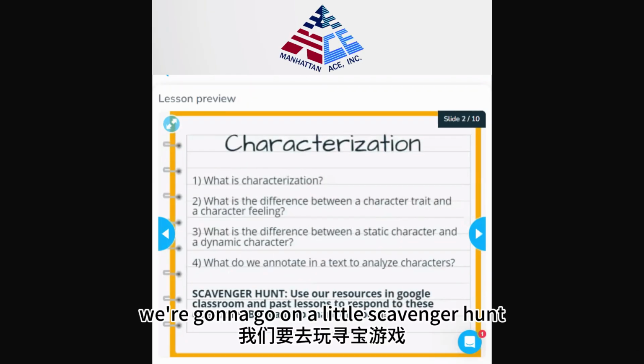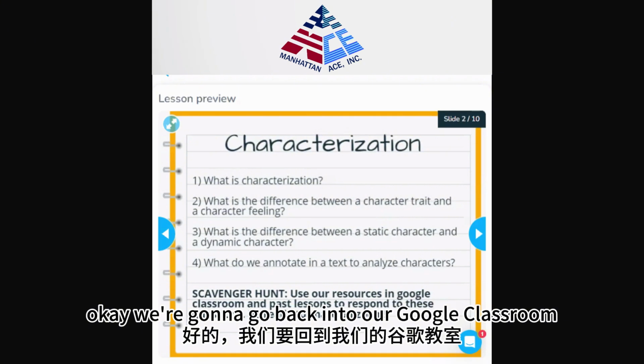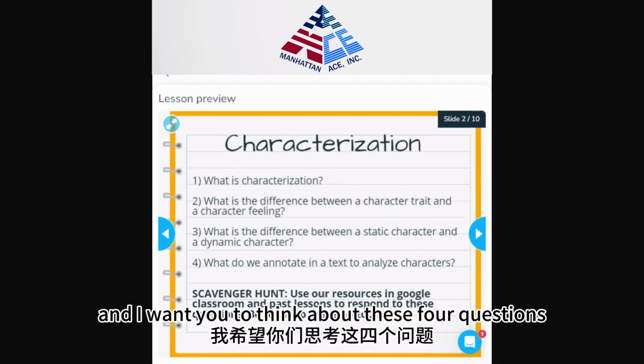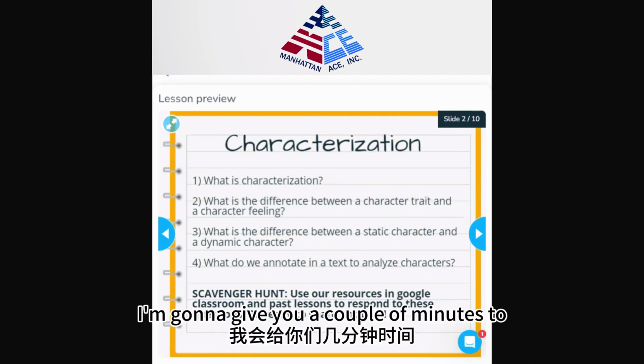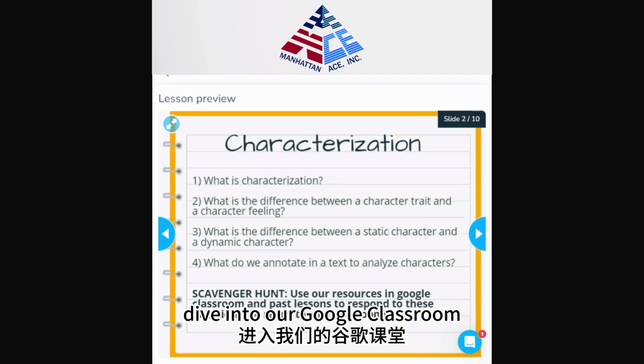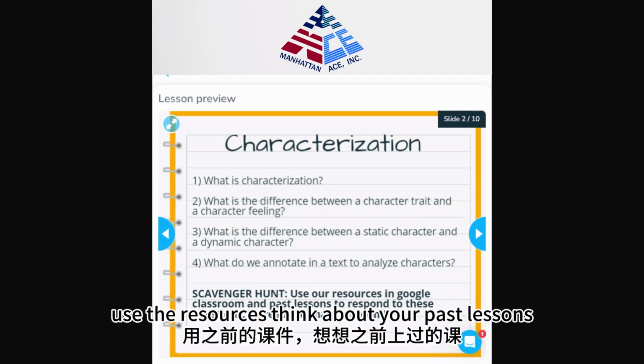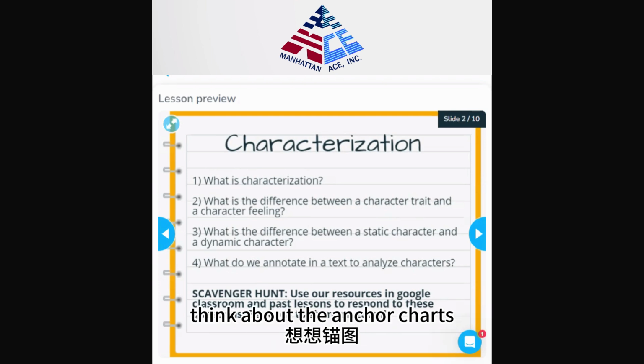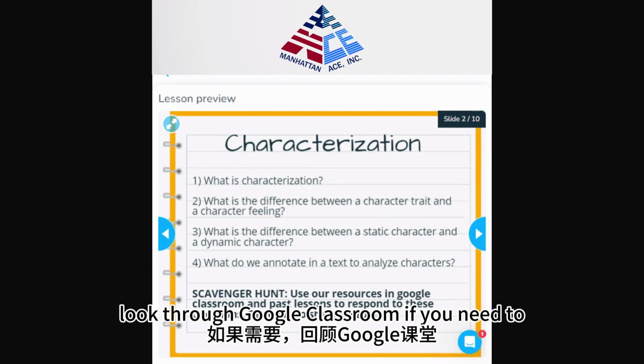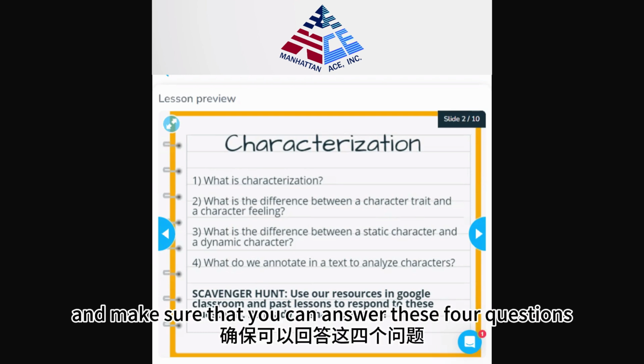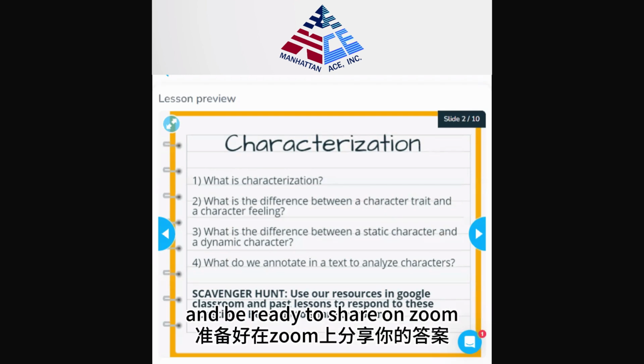We're going to go on a little scavenger hunt. Okay, we're going to go back into our Google Classroom, and I want you to think about these 4 questions. I'm going to give you a couple of minutes to dive into our Google Classroom, use the resources, think about your past lessons, think about the anchor charts, think about the lesson reviews, look through Google Classroom if you need to, and make sure that you can answer these 4 questions, and be ready to share on Zoom.